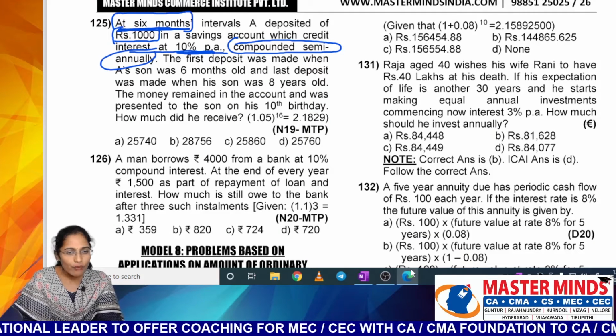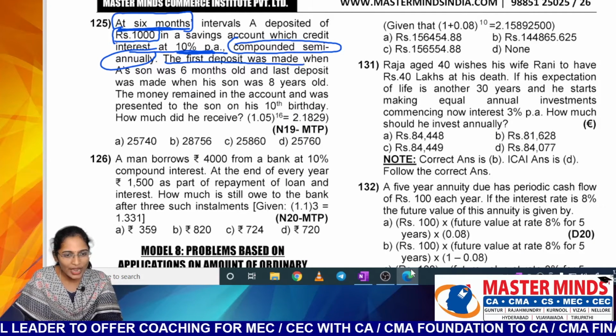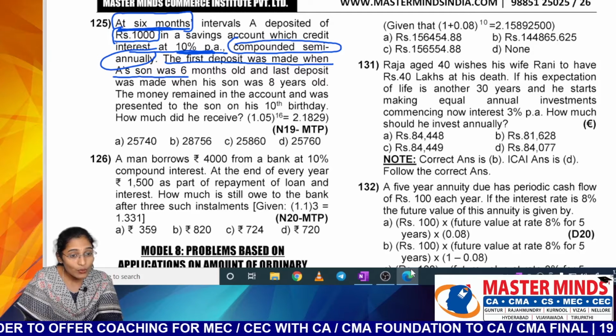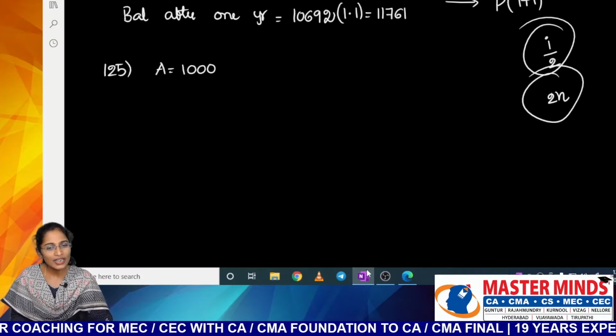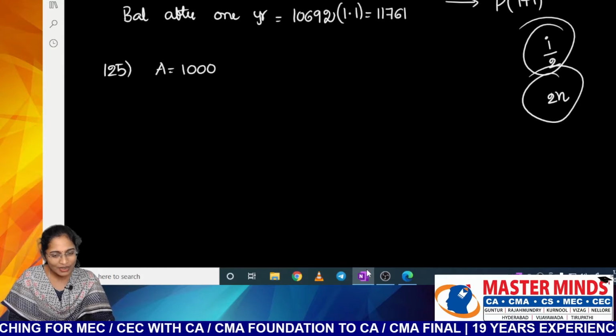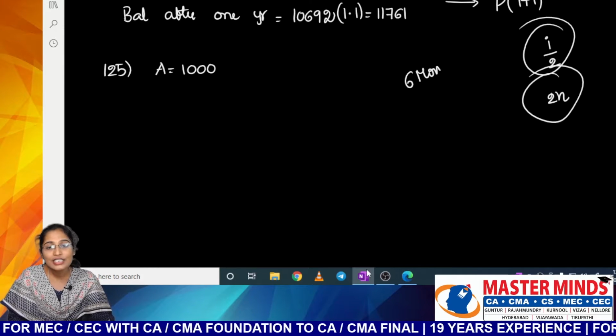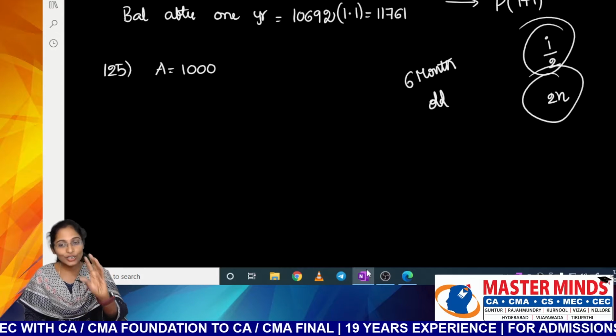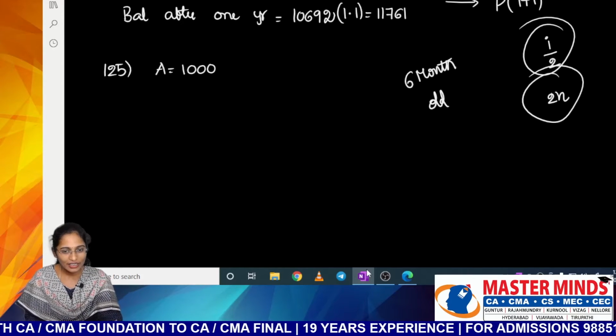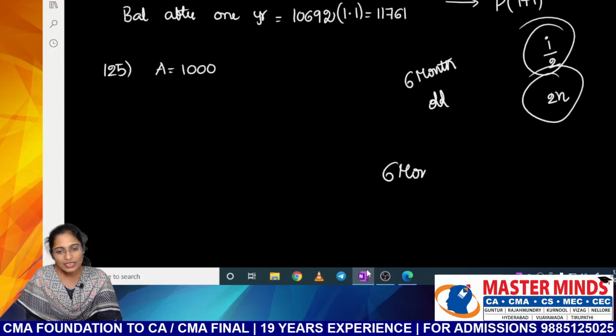Next line. The first deposit was made when A's son was 6 months old. Got it? When was the first deposit made? When his son was how old? 6 months old. Now listen to me. What is the duration of the payment? How many months? 6 months.